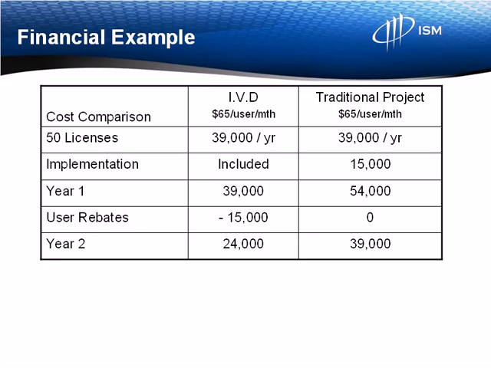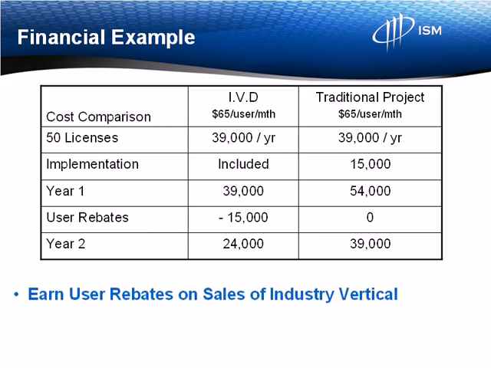Now, year one comparison is significant, but when you look at the user rebates moving forward, within the first year, as soon as we start selling and promoting this industry vertical within your industry, as other companies buy those licenses, you will receive the rebates that I talked about. So we estimate in the first year for 50 users, this particular client would receive about $15,000 in rebates, which means their year two cost would come down even further. So in this example, there's a total savings of over $30,000 just by participating in the IVD program and lending your industry experience to the development of an industry-specific solution.